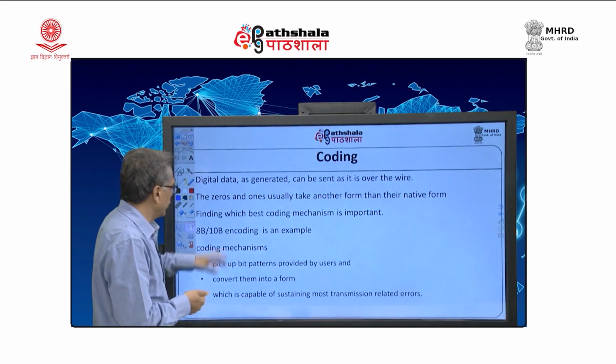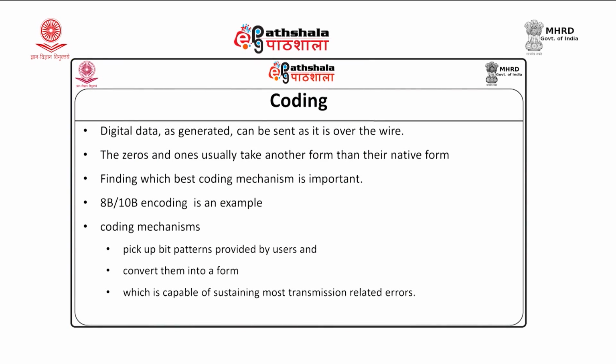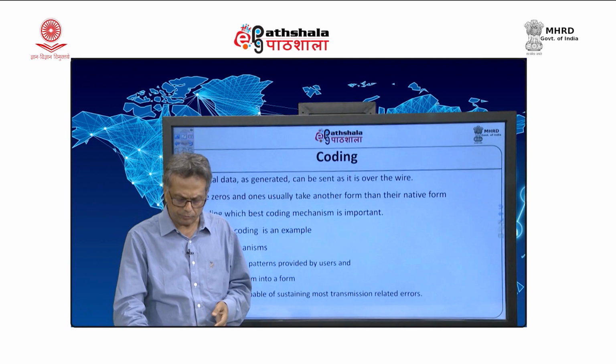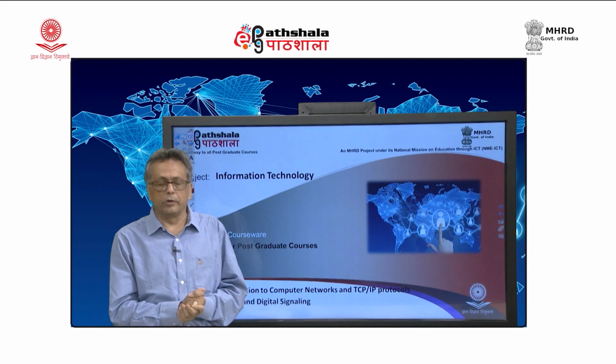So, a coding mechanism basically does this: it picks up a bit pattern provided by the user and converts that into a form which is capable of sustaining most transmission related errors. That is the reason why we do it. With that note, we conclude this module.